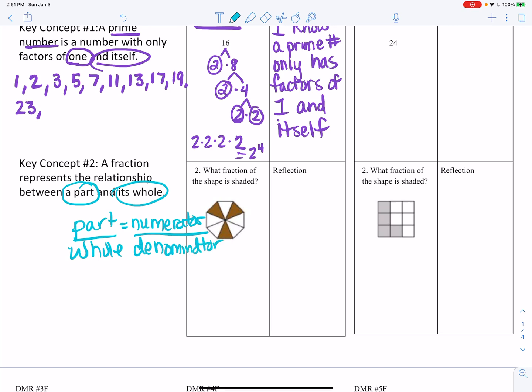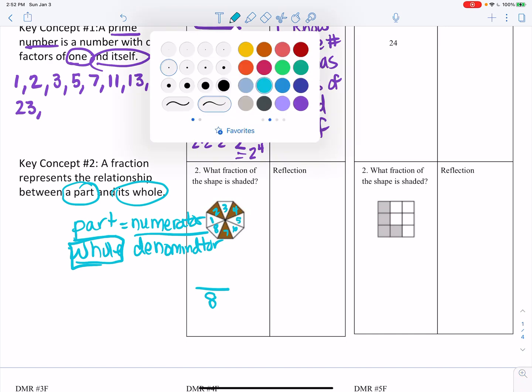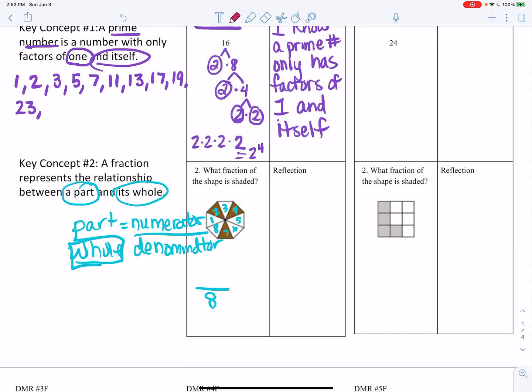Can't spell that, sorry. So for the fraction of this shape that's shaded, the first thing that I need to figure out is how many parts are there in the whole? 1, 2, 3, 4, 5, 6, 7, 8. So that means that I need to put 8 as the denominator. How many parts are shaded? 1, 2, 3. So the fraction of the shape that is shaded is 3/8.